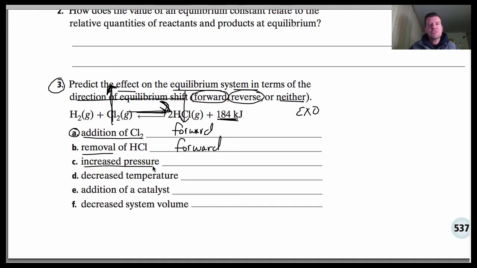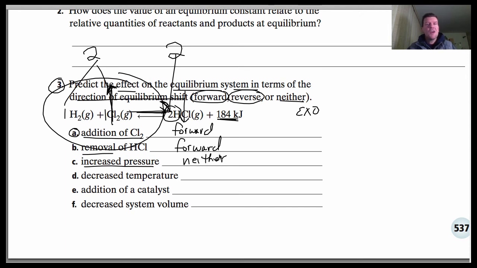Okay? Increased pressure. Are all these gases? Yep. If you increase pressure, it wants to shift in the direction that has fewer total particles. Well, let's look. On this side, we have 1 and 1 moles for a total of 2. Over on the other side, a total of 2. So it doesn't matter. It's not going to shift either way because you have the same number of particles on both sides. There's no favor in one direction or the other. So this is neither. If there was a fewer number on one side, it would shift in that direction to try to relieve some of that pressure.